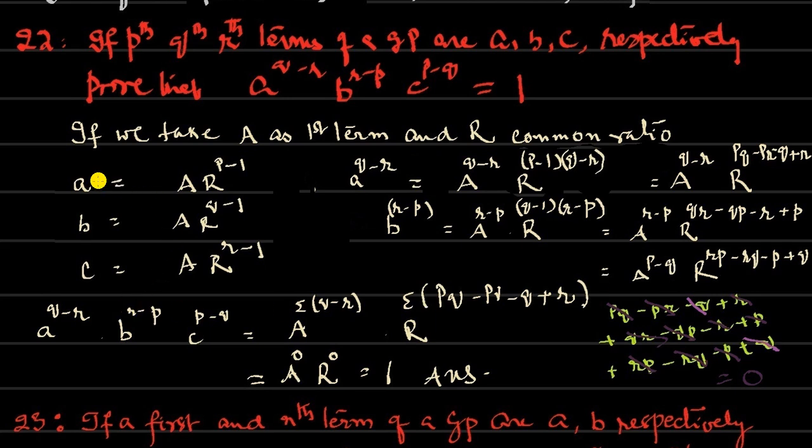Then you multiply this one, and this one, c power p minus q. You get A power the sum of these by R power this. These 1, 2, 3 are added here. I got 0. So when you multiply all these things, you are getting A power 0, R power 0, that is 1.